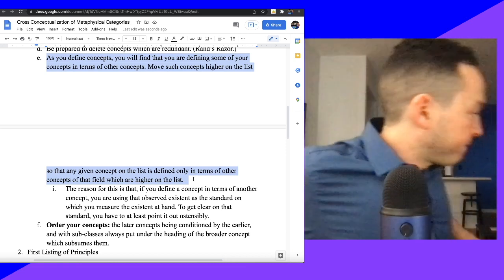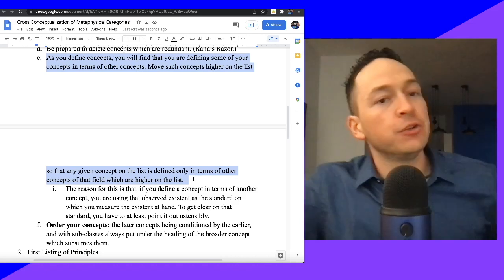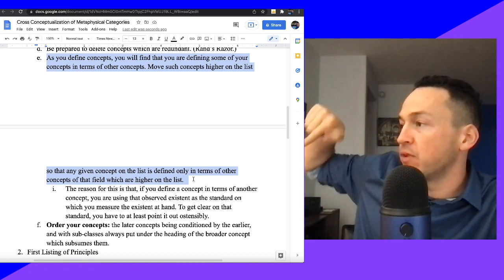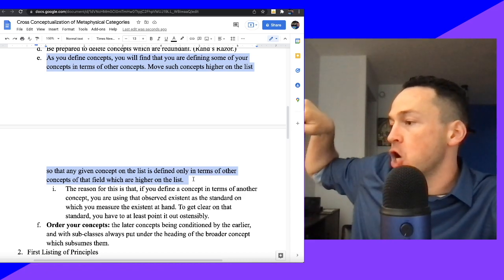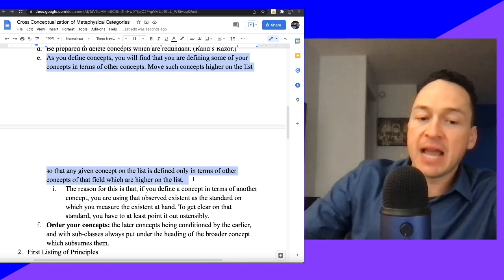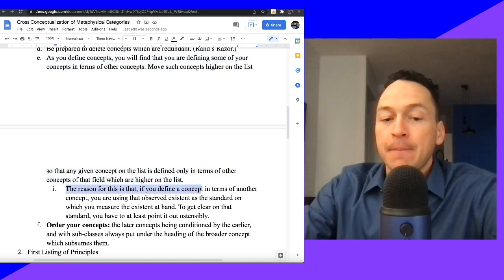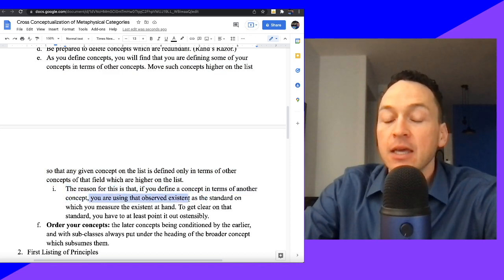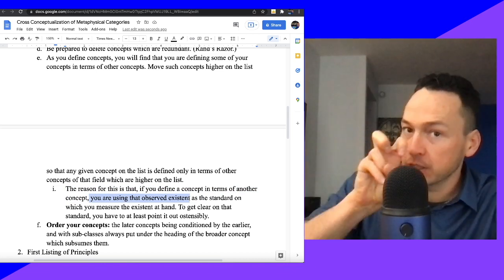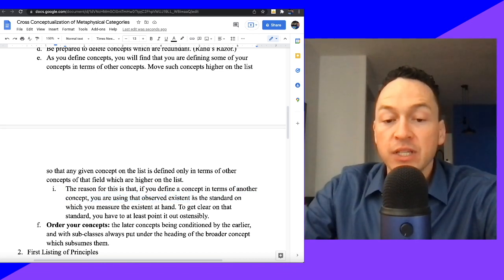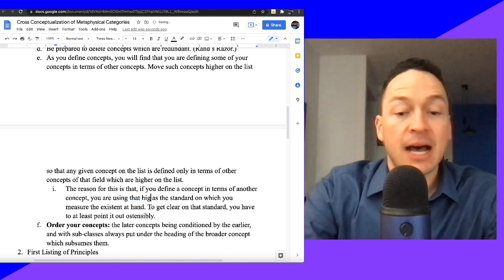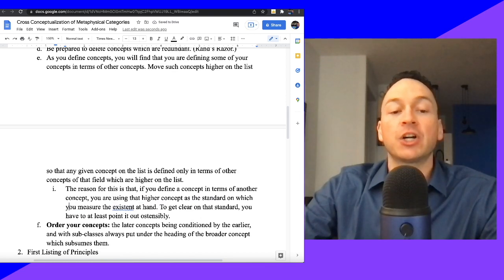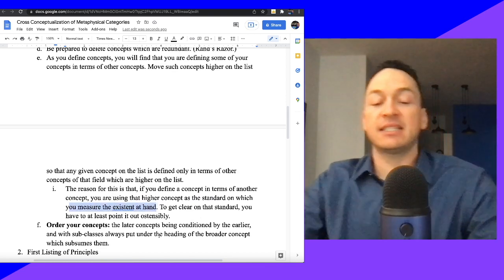So you're not introducing words whose meaning hasn't yet been established. As you're going from the top to the bottom, you don't want to end up reading a word whose meaning you don't yet know in terms of the rest of the system. Now, the reason you don't want that is when you define a concept in terms of another concept, you are using that higher concept as the standard on which you measure, I don't know if measure is the right word, the existent at hand.